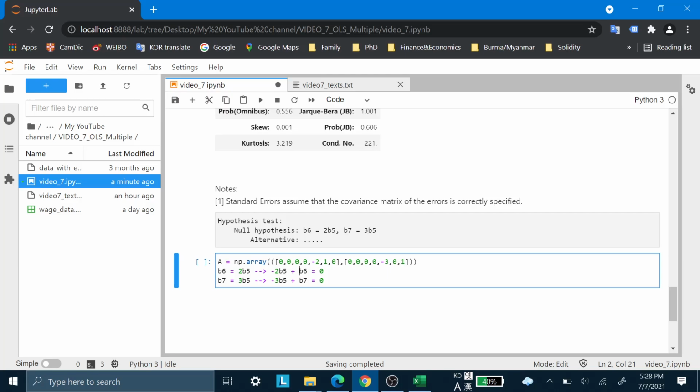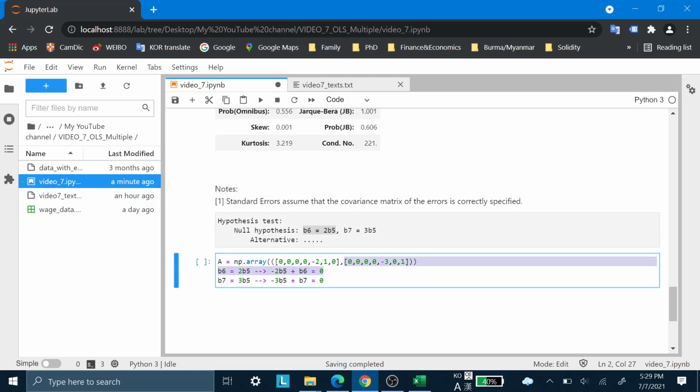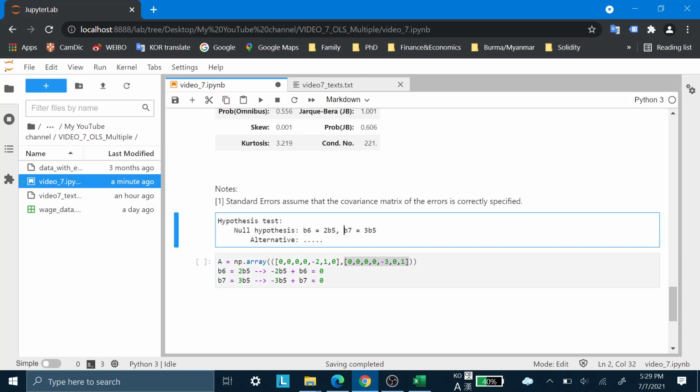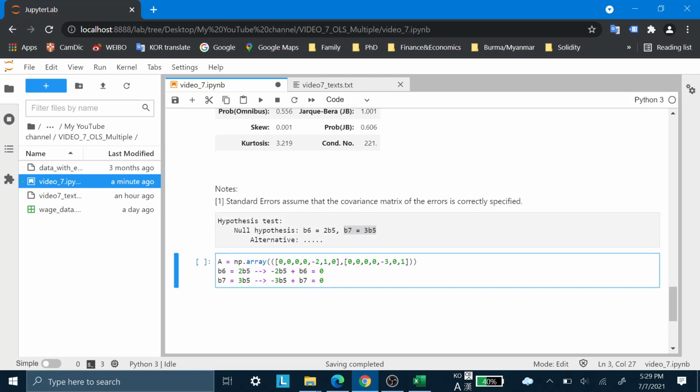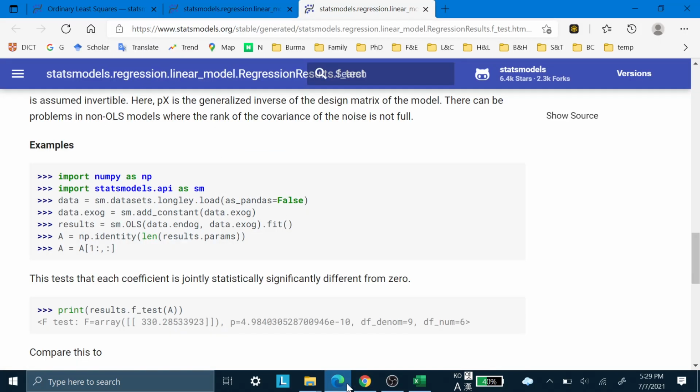So this row is for the first linear restriction you have, and the second row is for the second linear restriction you have. So -3B5 plus B7 equal to 0. Okay, I hope you understand. If you have read your lecture notes on hypothesis testing, you should be able to understand. And with this A, I can do the F test easily.